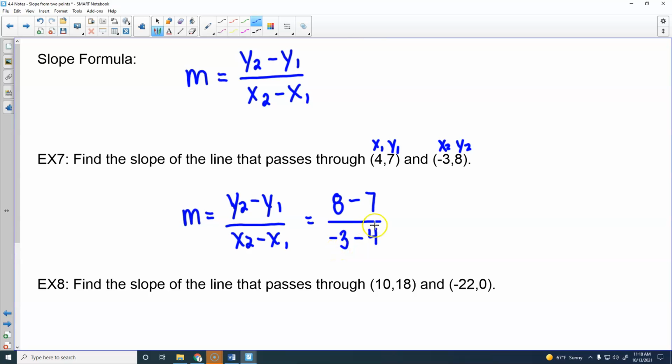Now, I could switch that. I could put the 7 first here, but I'd also have to put the 4 first here. So, if I subtract 8 minus 7, I get 1. What is -3 minus 4? -7. So, I would get -1/7 as my answer here.